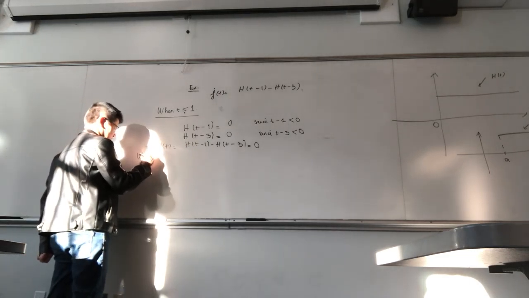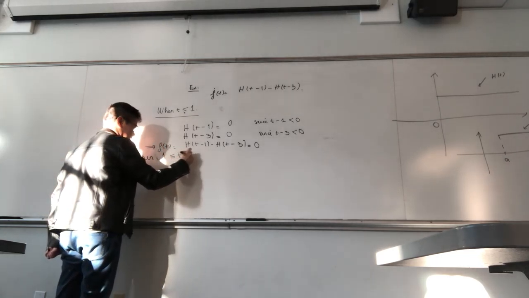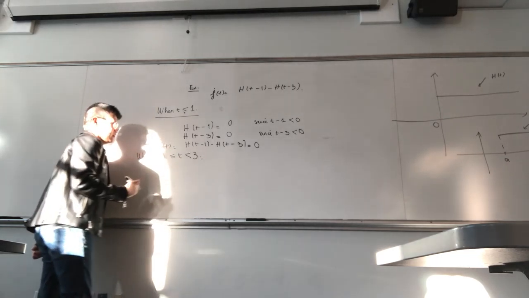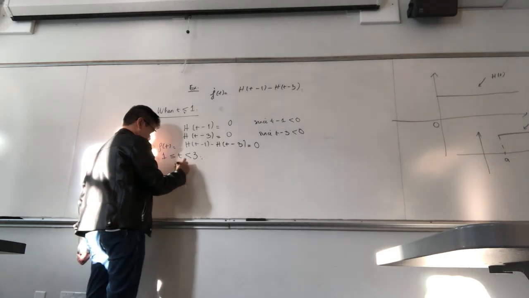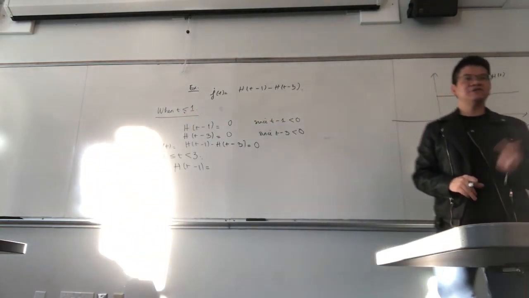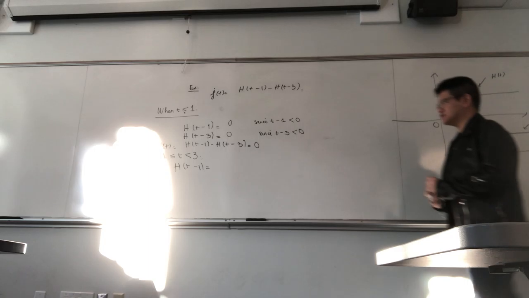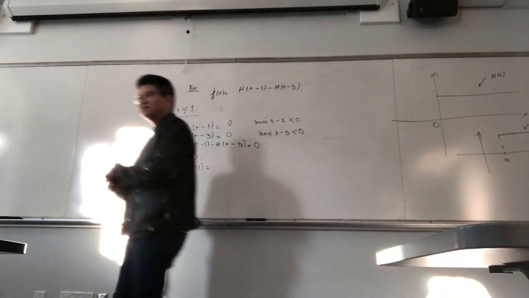So when 1 is smaller than t, and this is smaller than 3, what is h of t minus 1 in this case? Now the second case I want to consider is t is bigger than 1 but still smaller than 3. And in this case, what is the value of h of t minus 1?